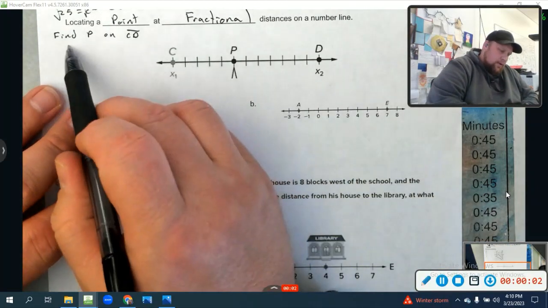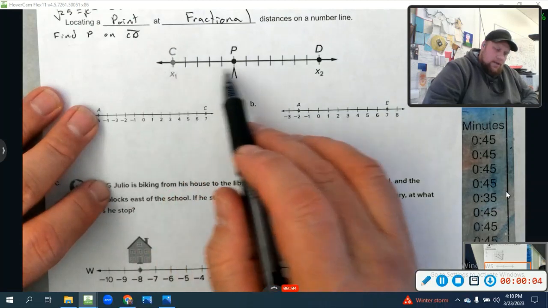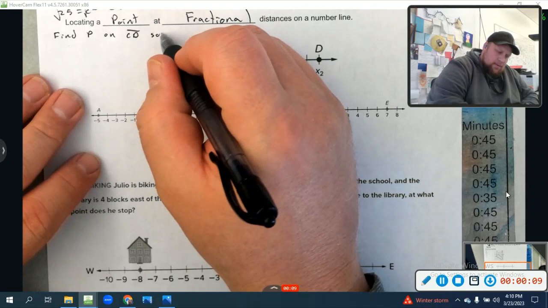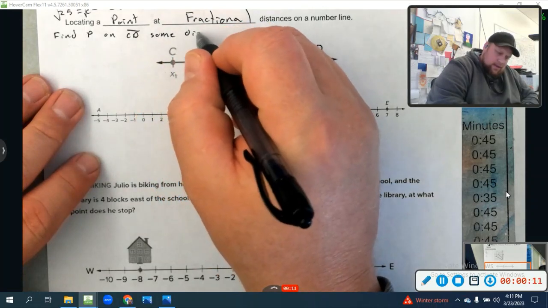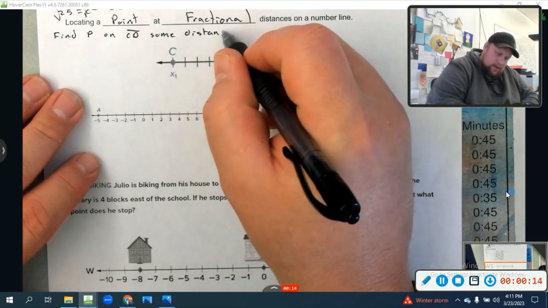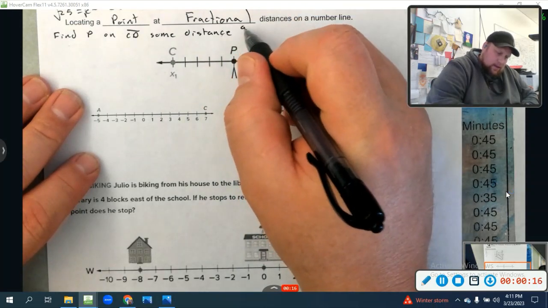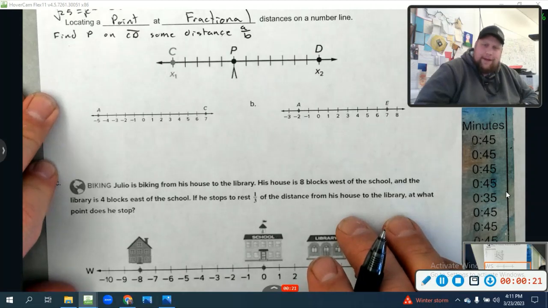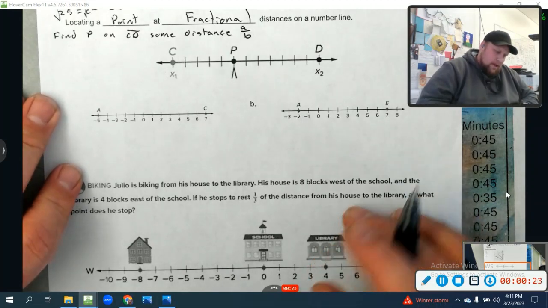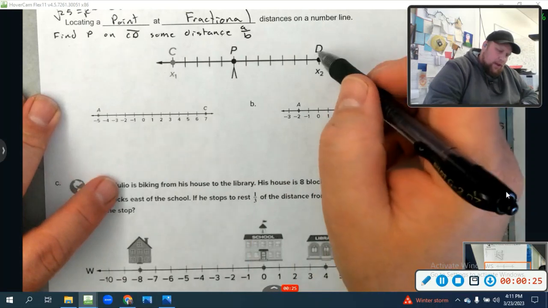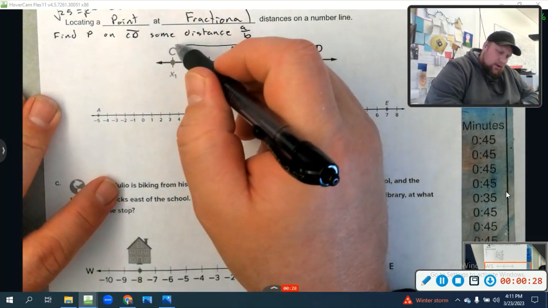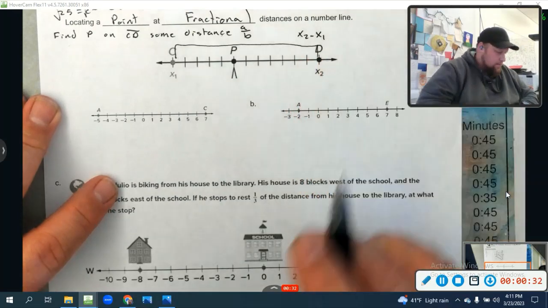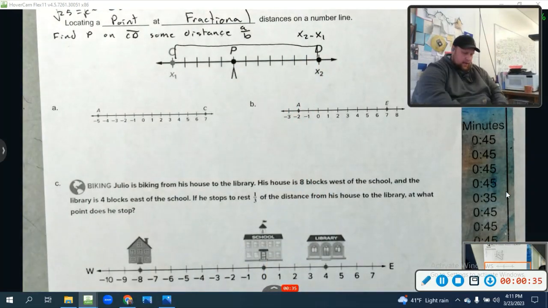Okay, let's say I want to find some point P on segment CD right here, at some distance A over B in between. All right, here's how I'm going to do it. First of all, I need to find the total distance. The total distance I can find by just doing what? X2 minus X1. Boom. I'm going to get out my highlighters because they are going to help us here.